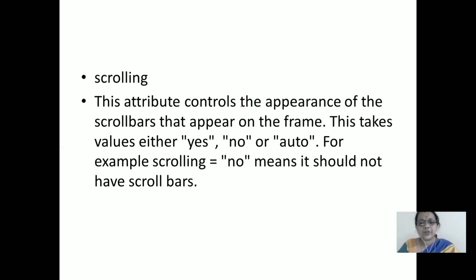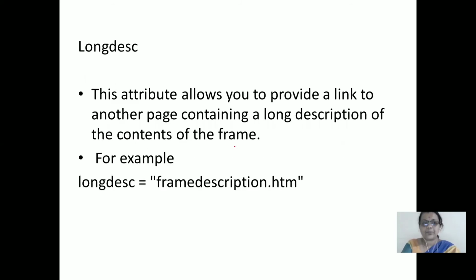And the next attribute for the frame tag is scrolling. This attribute controls the appearance of the scroll bar that appears on the frame. It takes the value either yes, no, or auto. For example, if I'm giving no, it means it should not have any scroll bars.